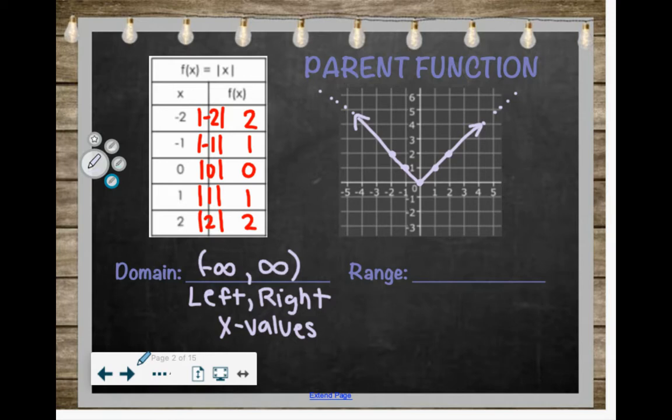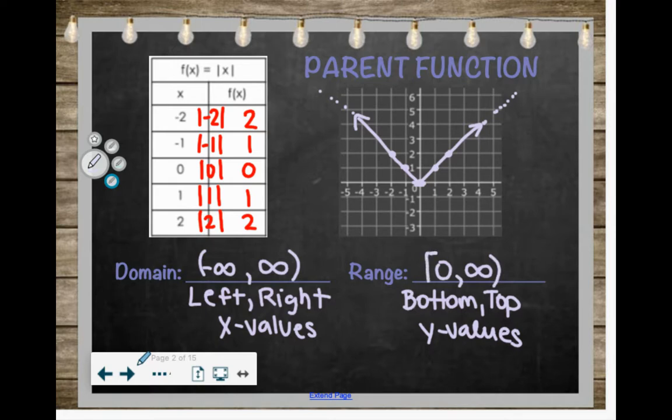For the range, you're going to do the same concept but for the y values. And y values go up and down. So we're going to go from the bottom to the top. And again, we're looking at our y values. So the bottom of this graph is right here at 0, comma, the top is infinity. It keeps going up. Okay, and then the infinity gets a parentheses. The 0 gets a bracket because there actually is a point right here where y is 0.